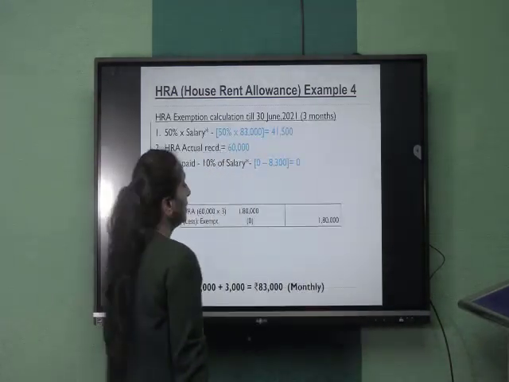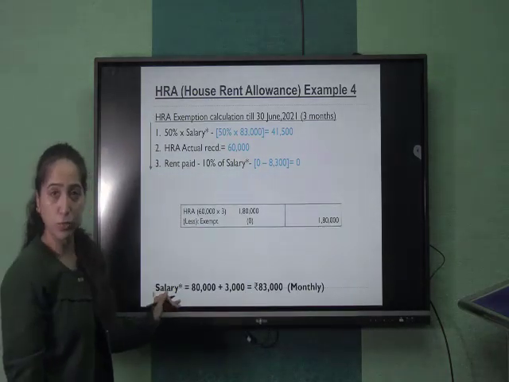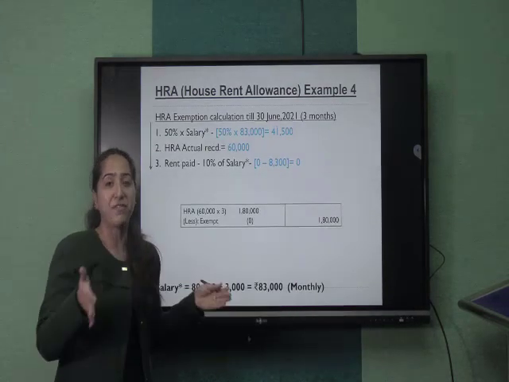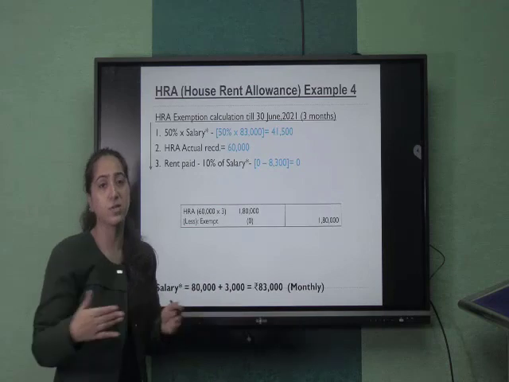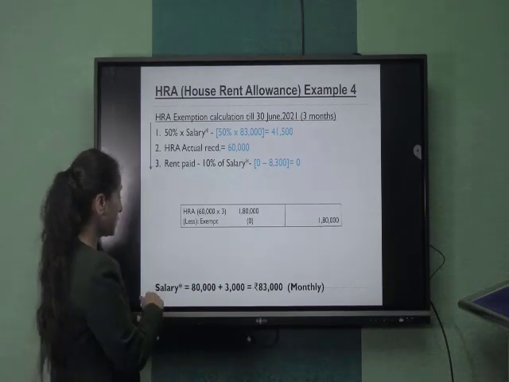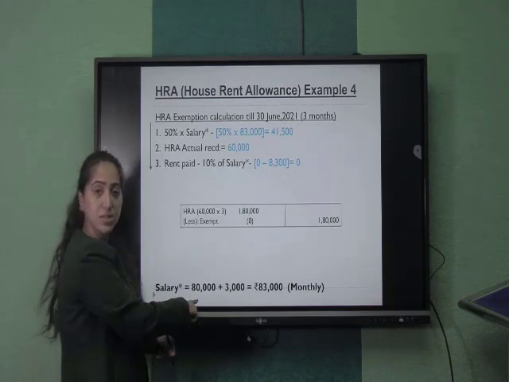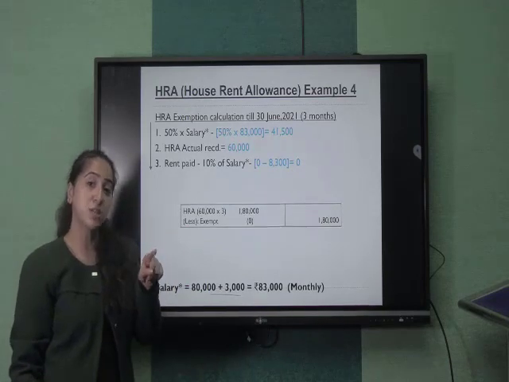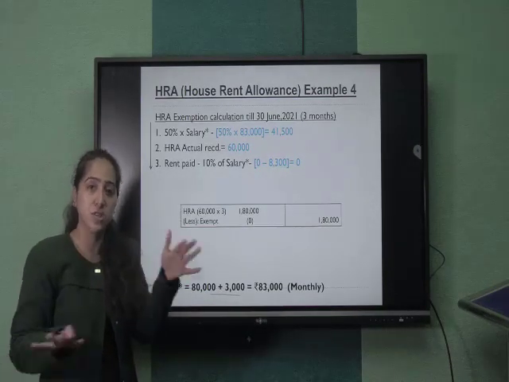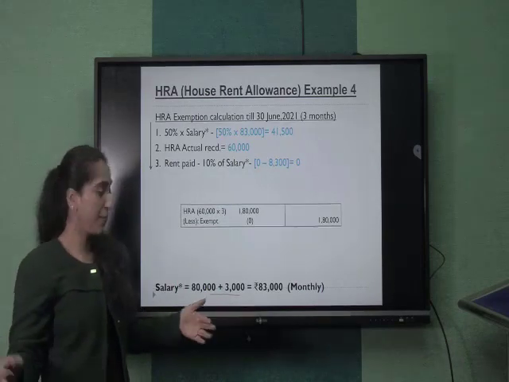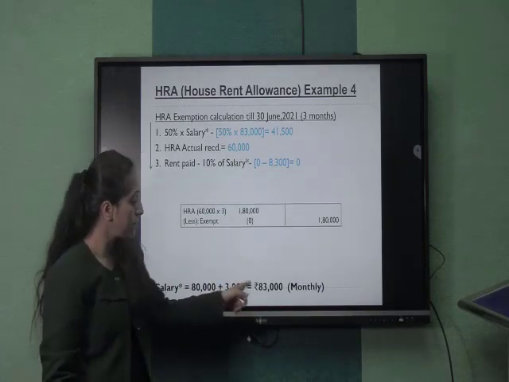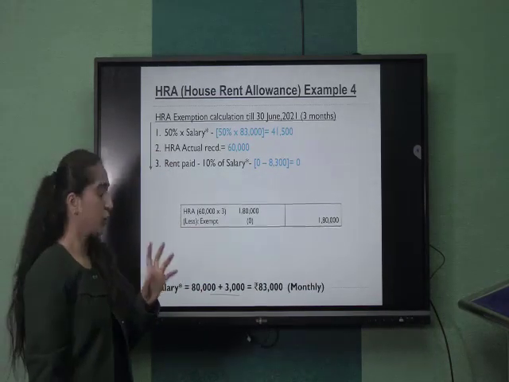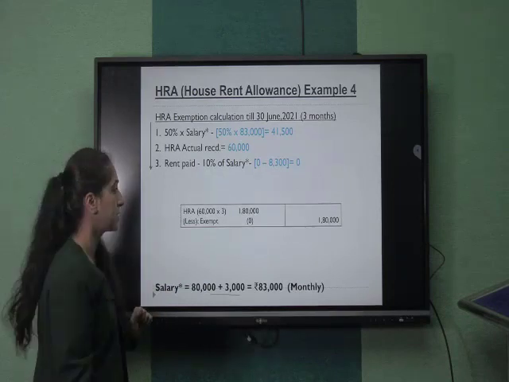Now let us calculate. We will do the calculation on a monthly basis because there is a bifurcation: for some time he is living in a rented house and for some of the time he is living in his own house. So 80,000 is our basic salary plus 3,000 as DA. We have to consider 3,000 because 30% is the part covered under retirement benefits. So it comes out to be 83,000 monthly total salary, which is to be considered for the HRA exemption amount.